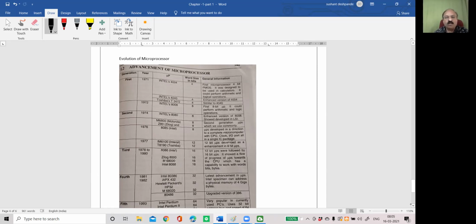It will move on. In 1977, the 12-bit microprocessor was discovered. For the third generation, the 16-bit microprocessor was discovered. Fourth generation, 32-bit. And fifth generation, 64-bit microprocessor. This is the Intel series, Pentium 1, Pentium 2. Nowadays, with Pentium, 64-bit word size means 64 bits can be accessed simultaneously. This is how the evolution of microprocessor is done.